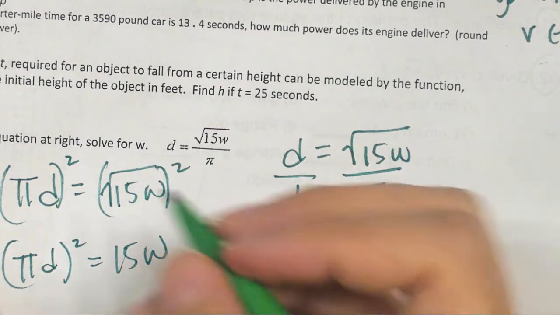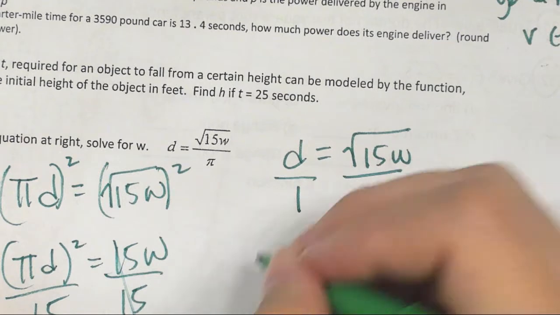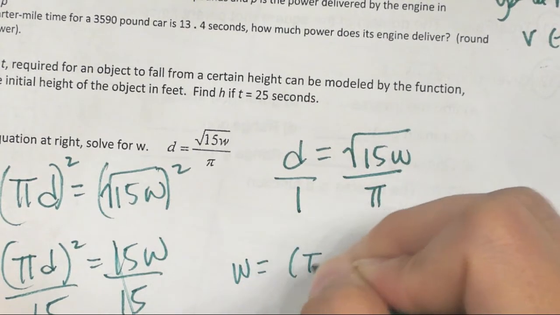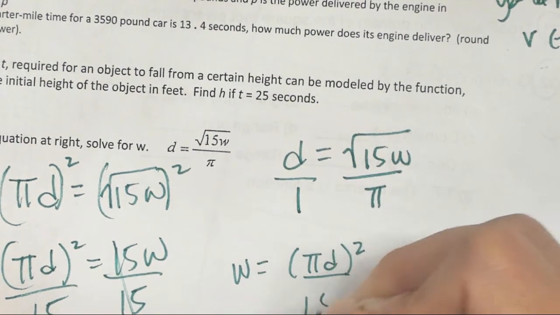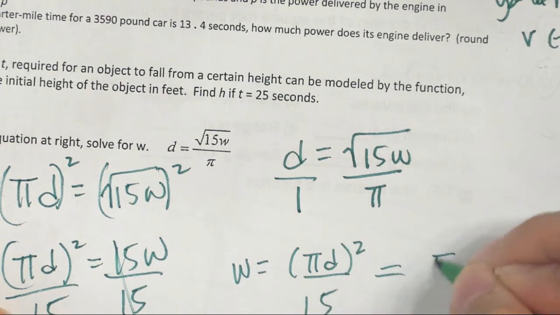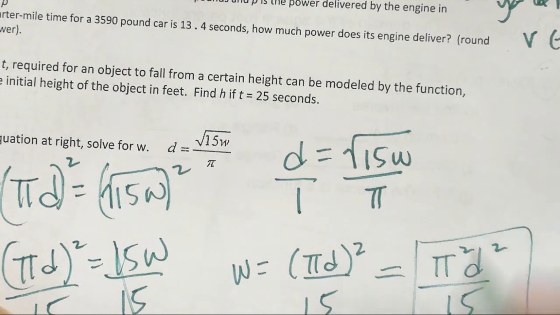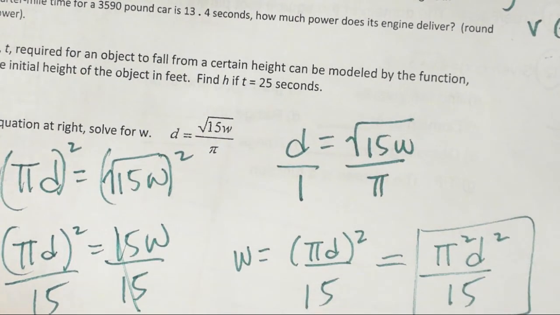And then I'm going to divide by 15. So your w equals pi d squared over 15. Another way you could write it is to distribute the square, so you get pi squared d squared over 15. Either way I'll accept, but just know that both of them mean the exact same thing.